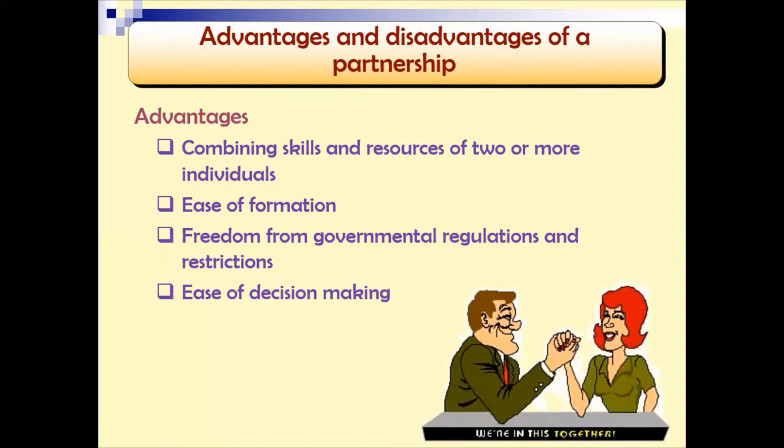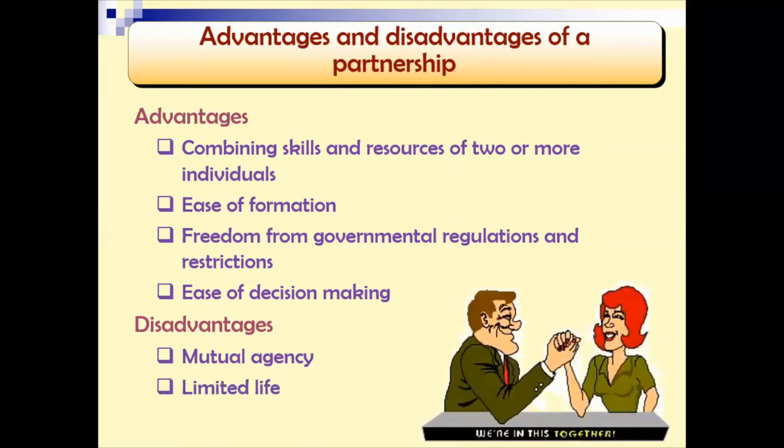Ease of decision making. In partnership, sometimes an individual can make decisions for the others. In a company, that is not possible because there must be a resolution by a majority. Disadvantages or limitations. There is mutual agency, that is, for any decision made by one partner, all the partners are liable. So if it is a mistake, that mistake affects everyone.